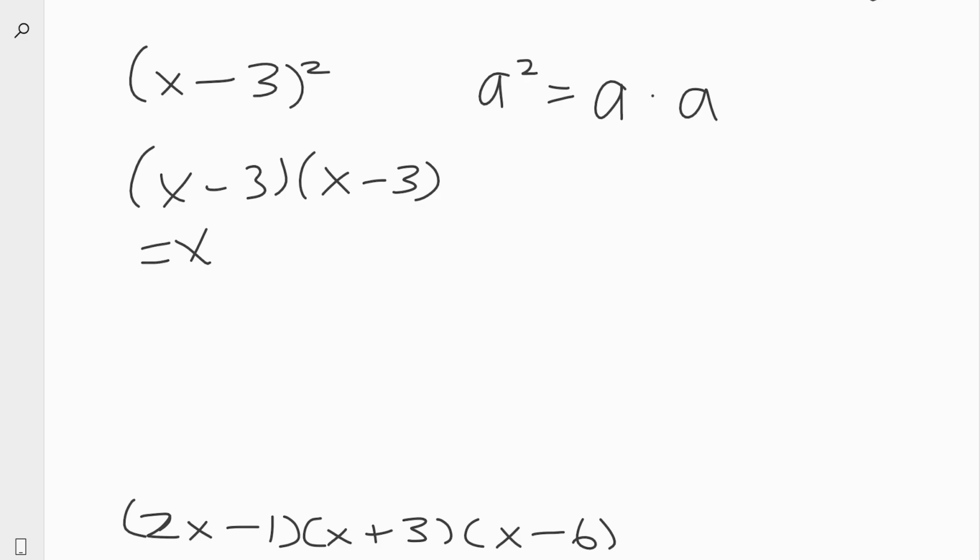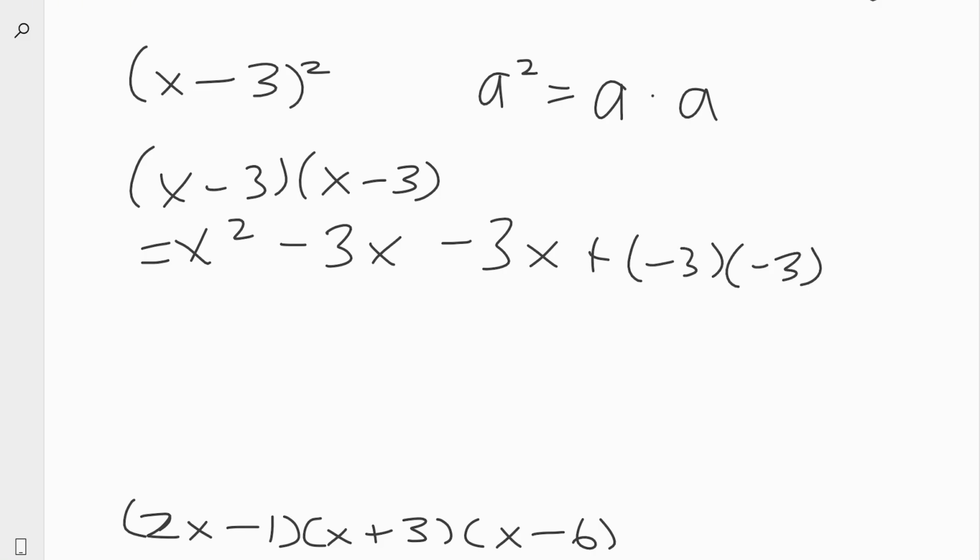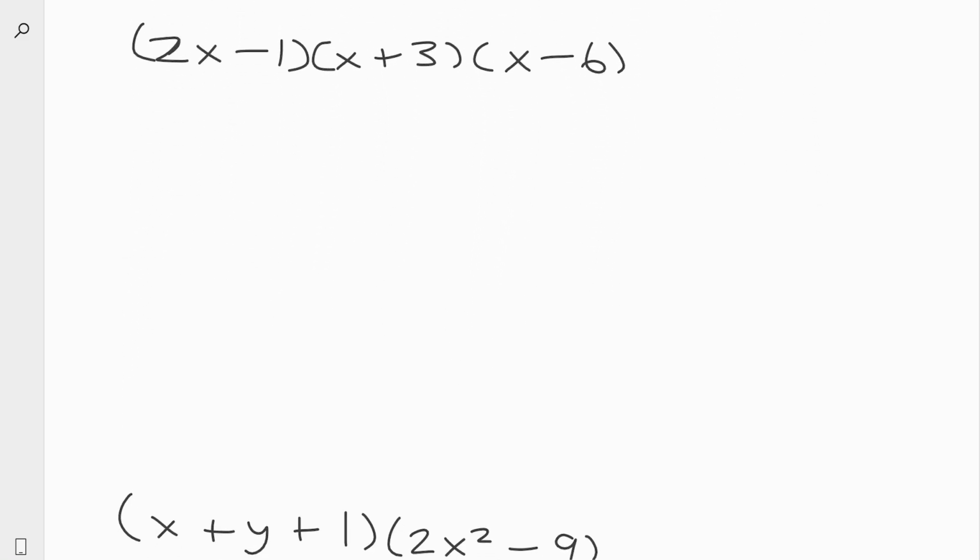So this is equal to x squared, the first, the outer, minus 3x, the inner, minus 3x, and then the last, which would just be negative 3 times negative 3. And of course, if your algebra is good, we're eventually going to get that this is equal to x squared minus 6x plus 9. Right? That wasn't that bad. But as I've been hinting at, we're going to get even more complicated.